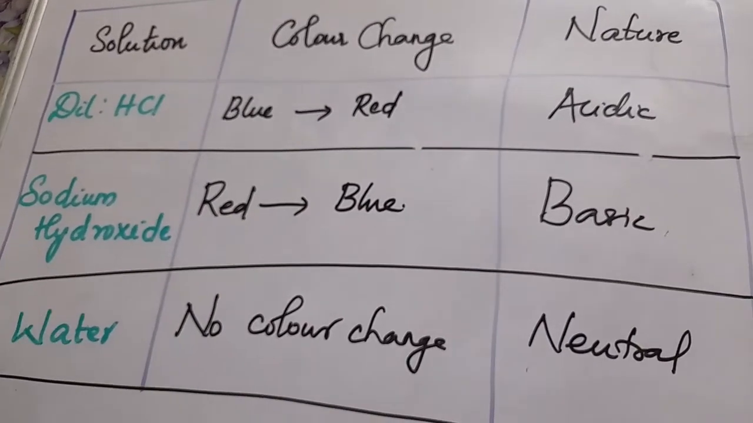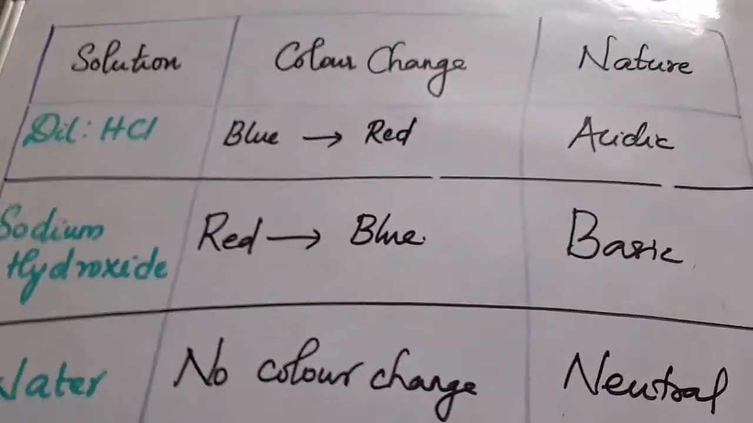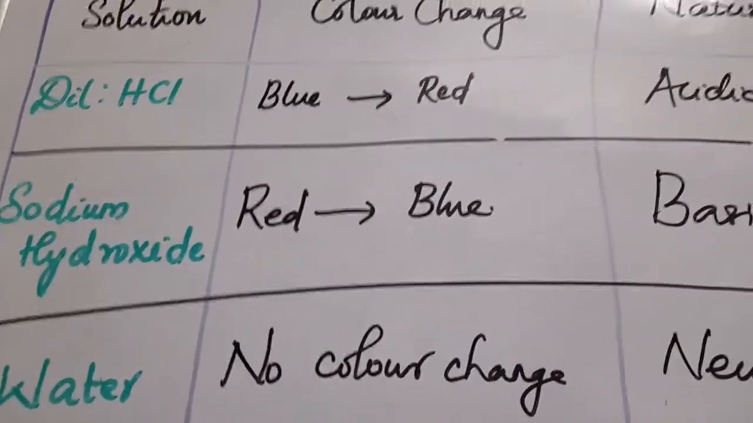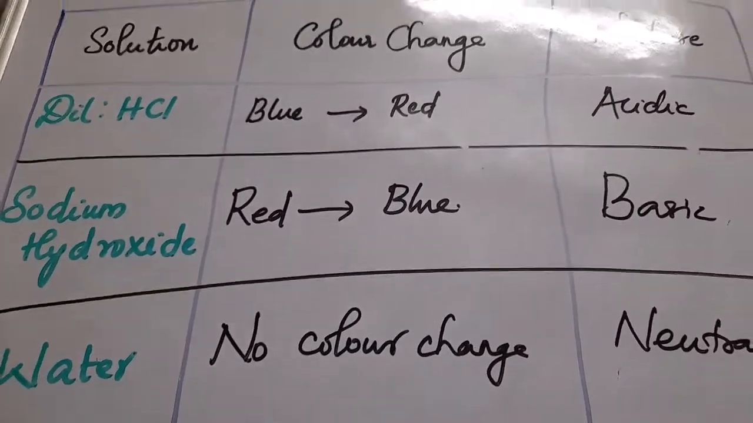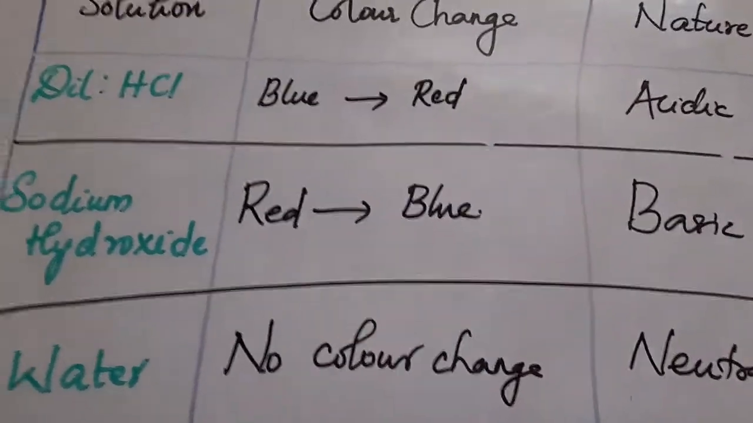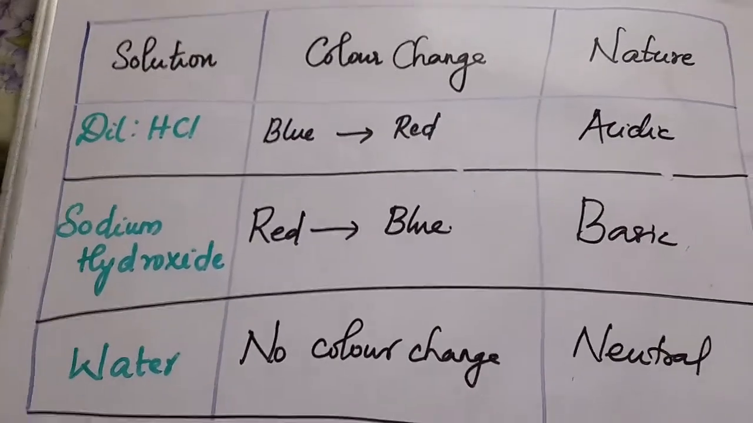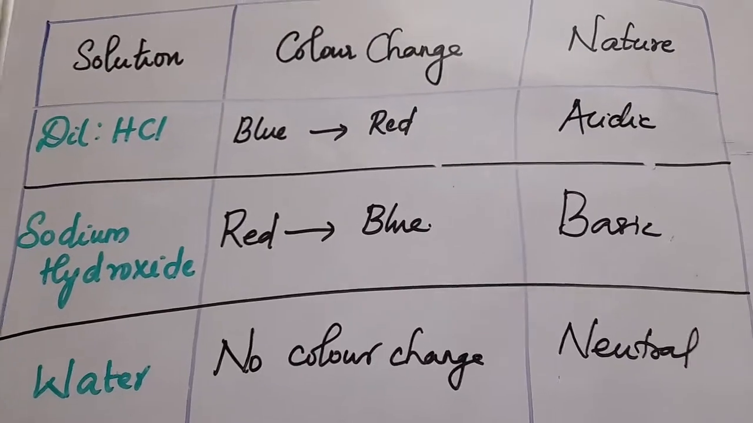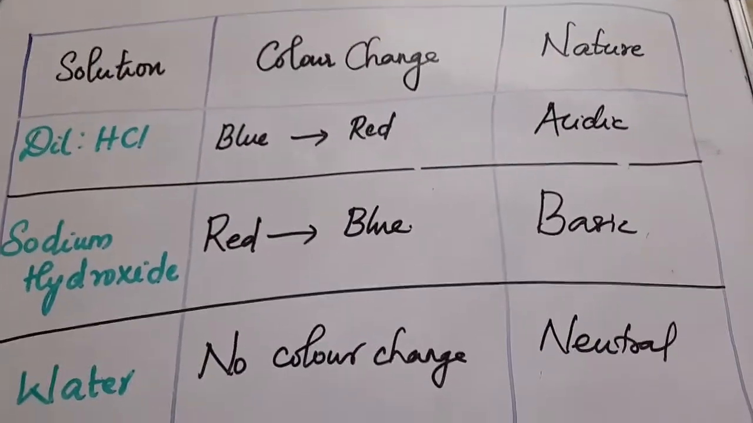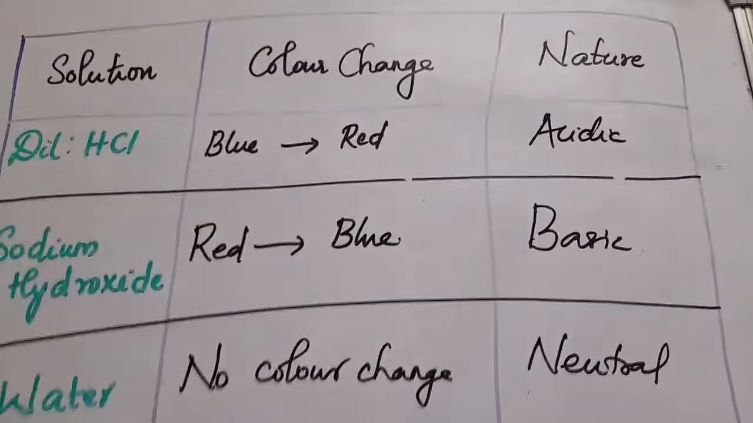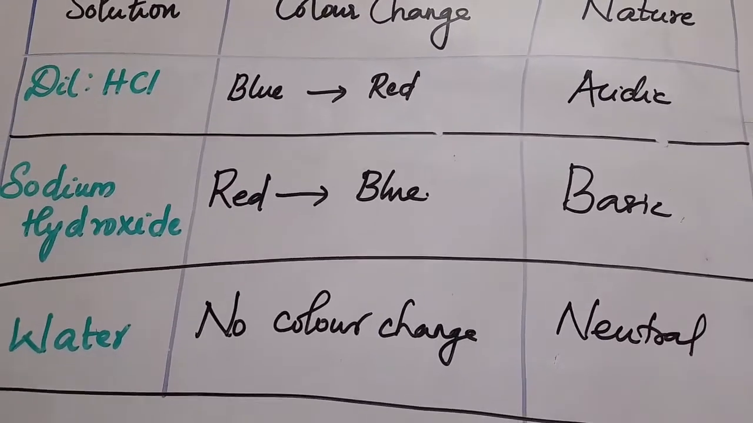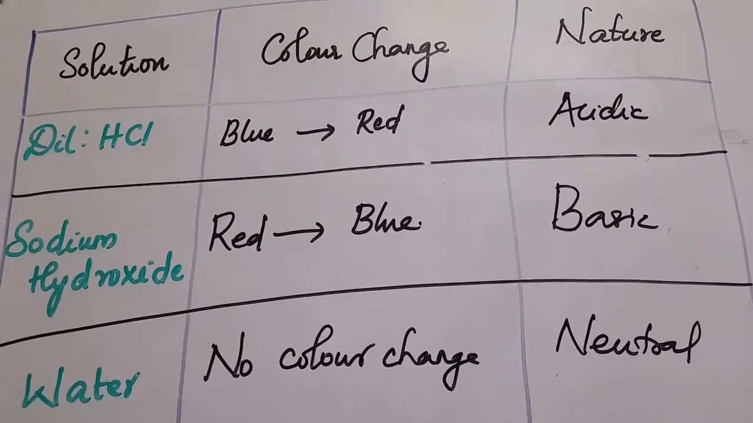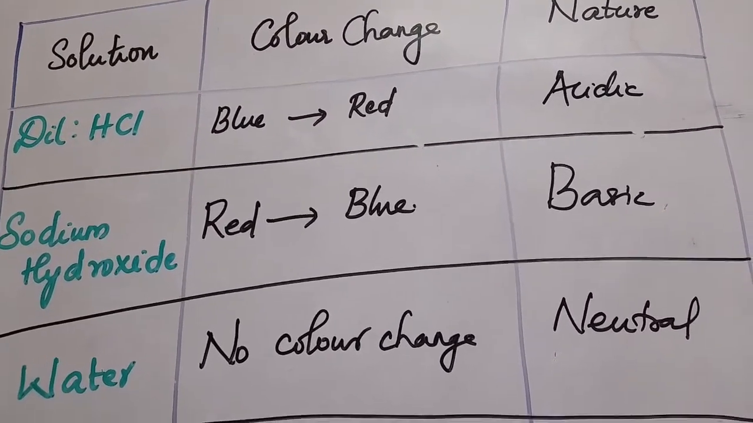So the litmus paper also we can take as an indicator which shows whether the solution is acidic, basic or neutral. So water is a neutral solution. We all know that acids are those substances which increase the concentration of H plus ions in the solution, whereas bases are those substances which increase the concentration of OH minus ions.